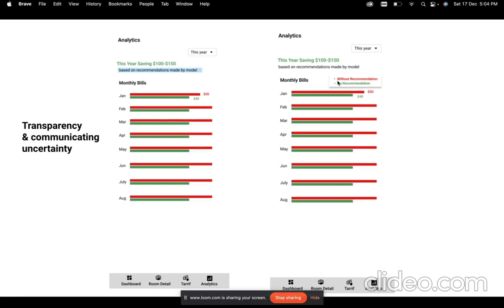Now, using this analytics section, we have maintained transparency and communicated uncertainty, where we have mentioned that the saving will be around $100 to $150. We have not provided the exact number, but we have provided the range which the user can get after applying our recommendation. And one more thing that we have specified here is that the red line is without the recommendation, and the green is with the recommendation.